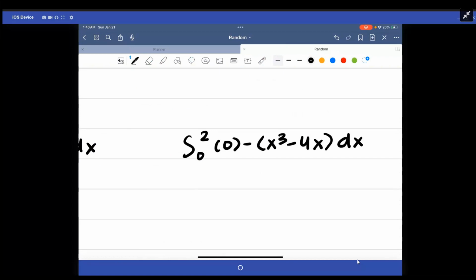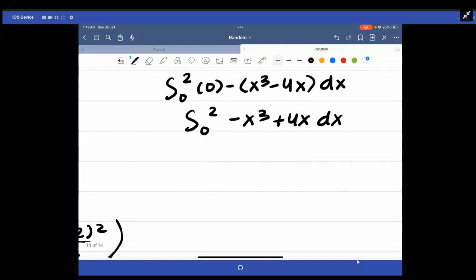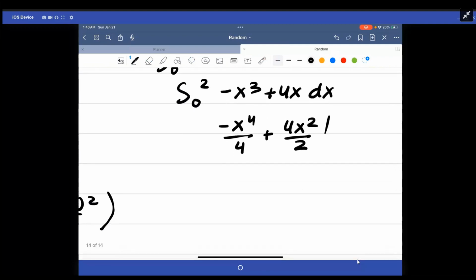dx, because the changes are in x. So from 0 to 2, I'm going to distribute the negative sign. Negative x cubed plus 4x dx. And then we're going to go for the same integral idea. Negative x to the 4th divided by 4 plus 4x squared divided by 2 from 2 to 0.